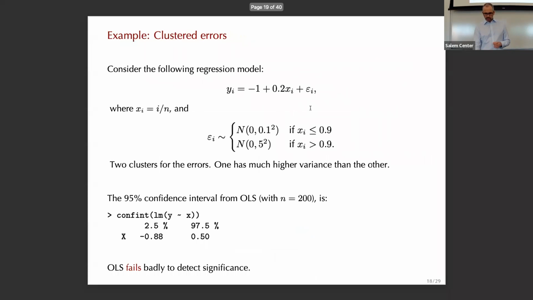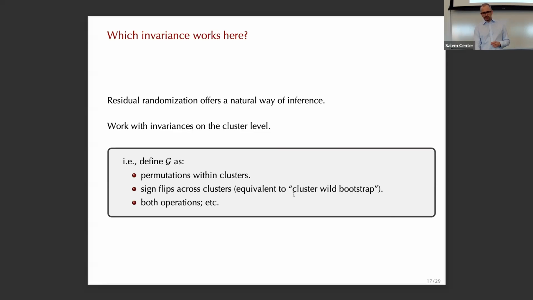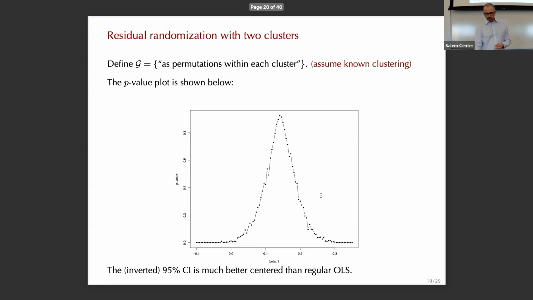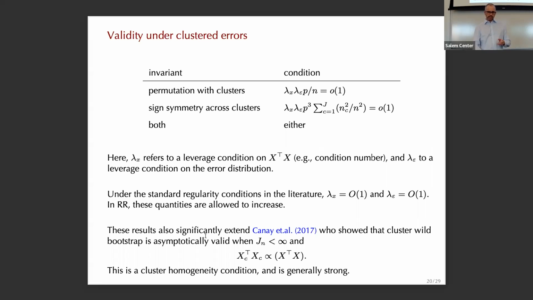Now I should mention also that this method of sign flips across clusters is actually equivalent to the cluster wild bootstrap. These two methods coincide, so you can think of our analysis also as a significant extension of what is actually known. What's the state of the art known for the cluster wild bootstrap? The state of the art tells you that a cluster wild bootstrap can work also with a finite number of clusters, but you need some really strong homogeneity condition on your errors. Basically, that your correlation structure within a cluster matches the global structure. So we can get away with that and still have validity. So it probably has some theoretical interest as well.